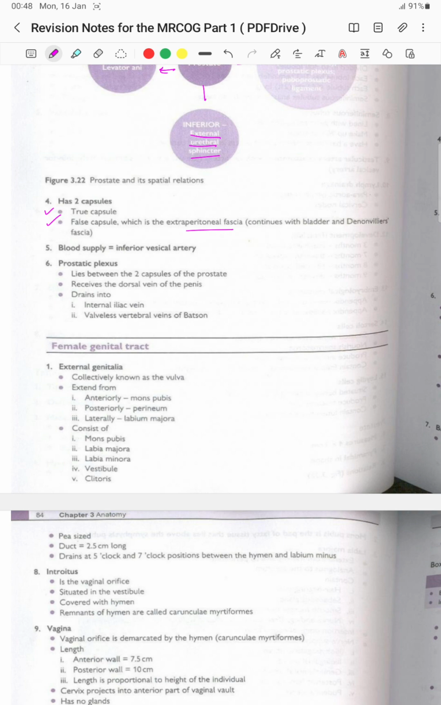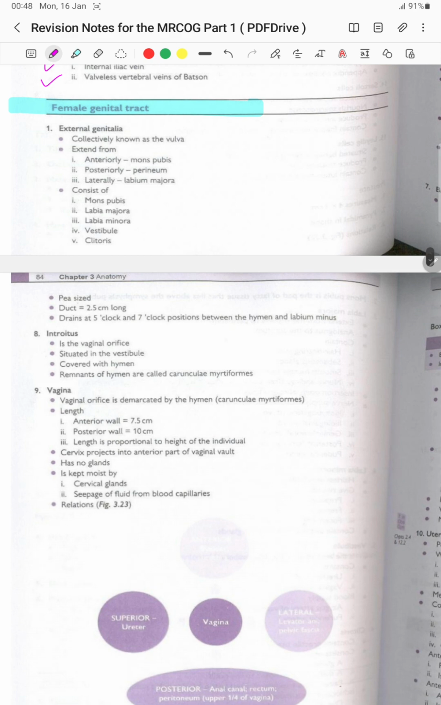Blood supplies the inferior vesical artery, and the prostatic plexus lies between the two capsules of the prostate. It receives the dorsal vein of the penis and drains into the internal iliac veins and the valveless vertebral veins of Batson.